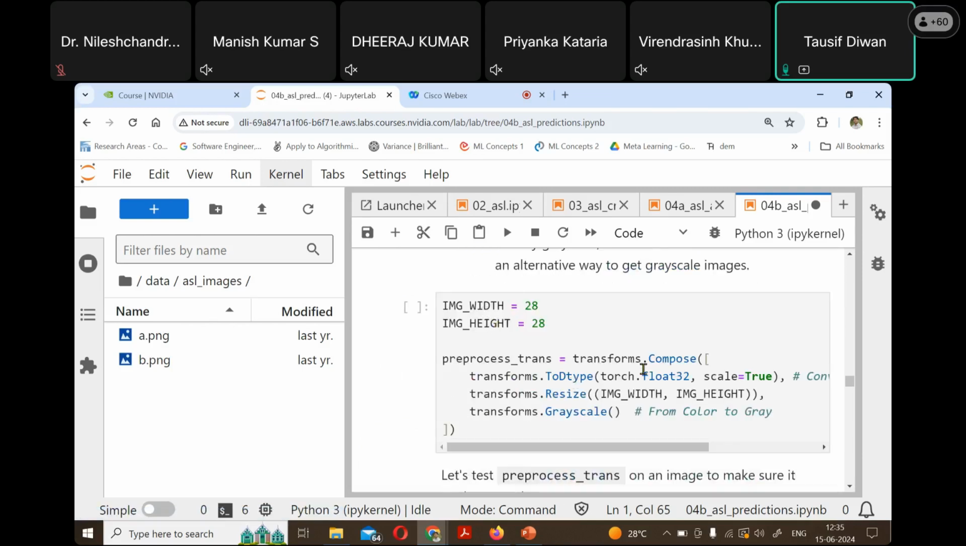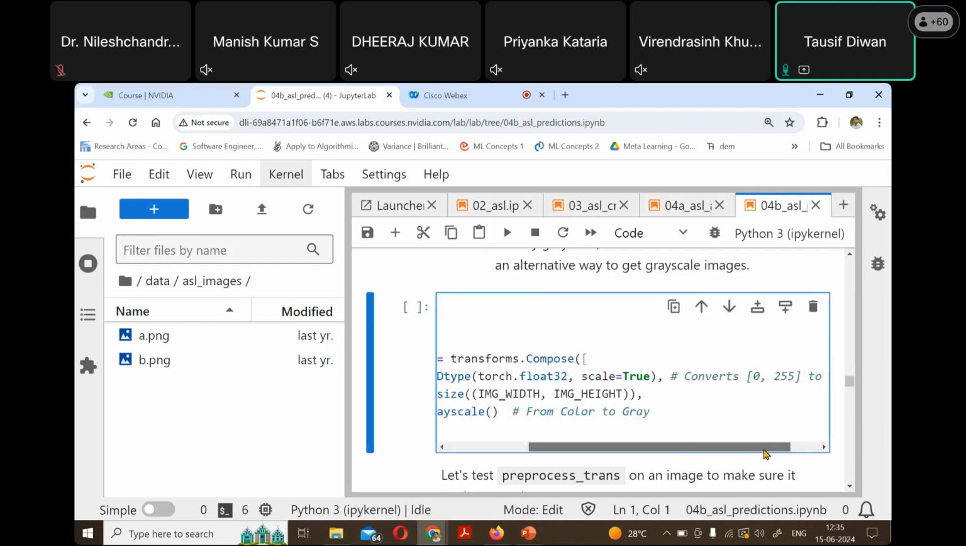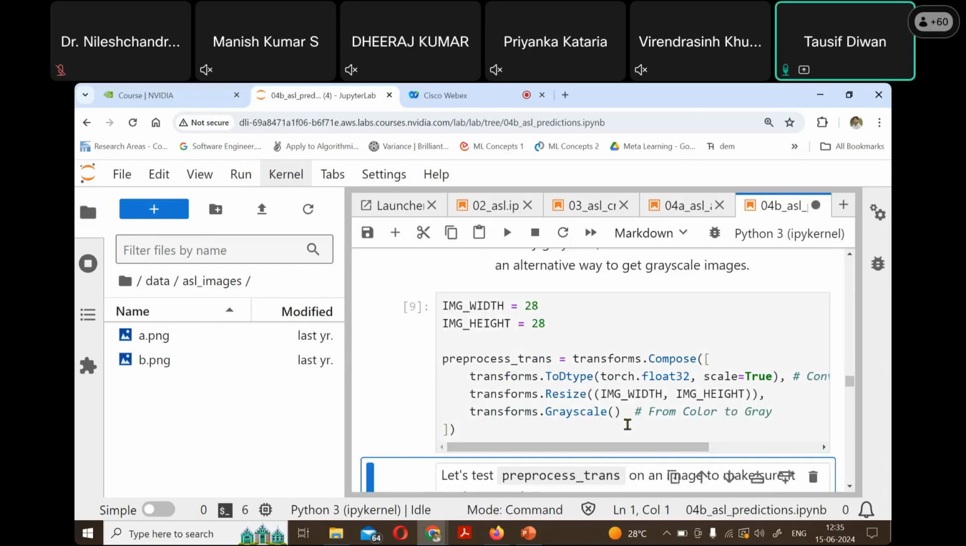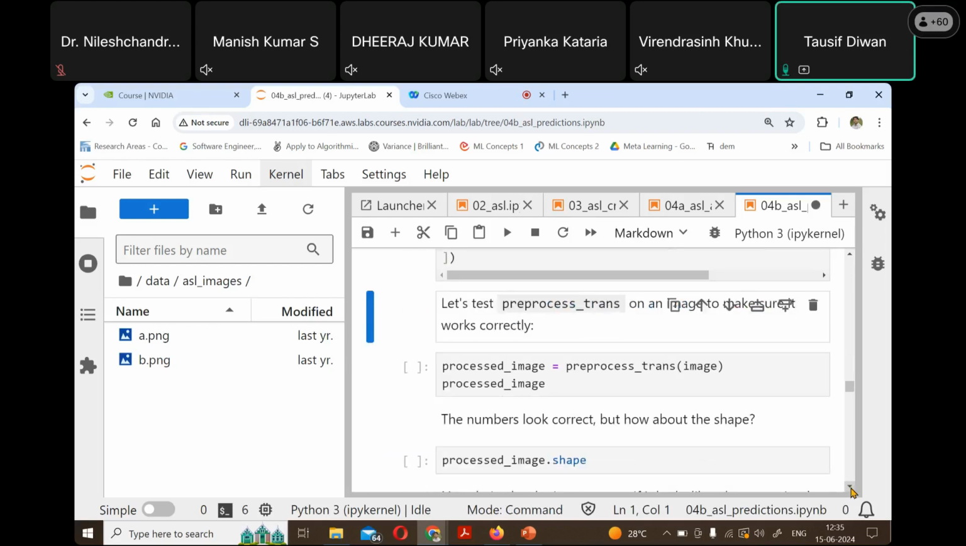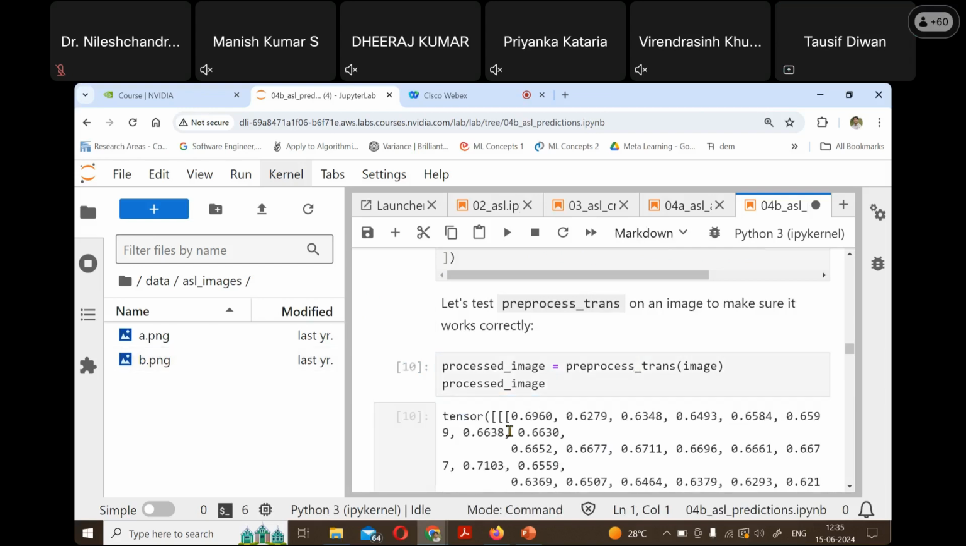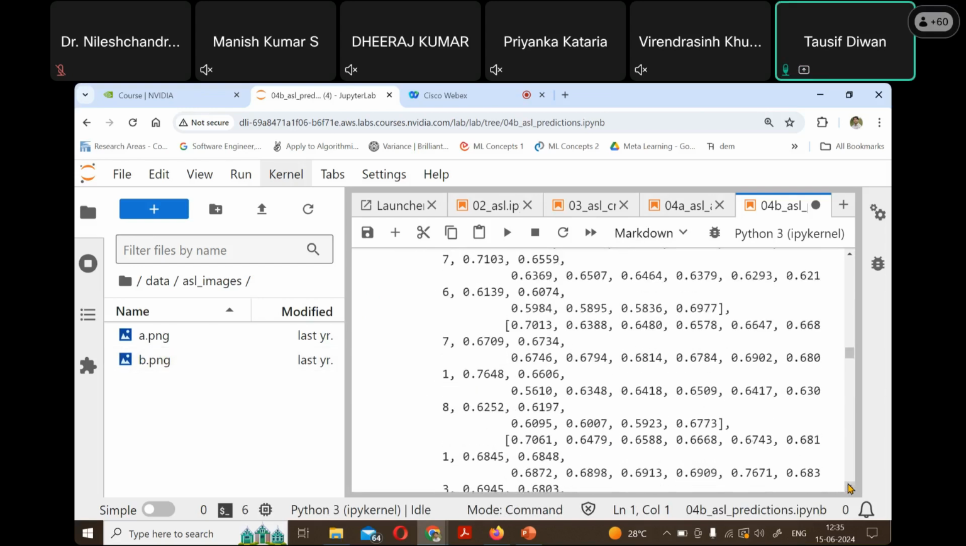Width and height are defined, and these are the three transforms. First, scale is equal to true, which converts the range 255 into 0 to 1. Then resize to width and height and transform into gray. After that, apply these to which image? On this image. Then just print this pre-processed image.